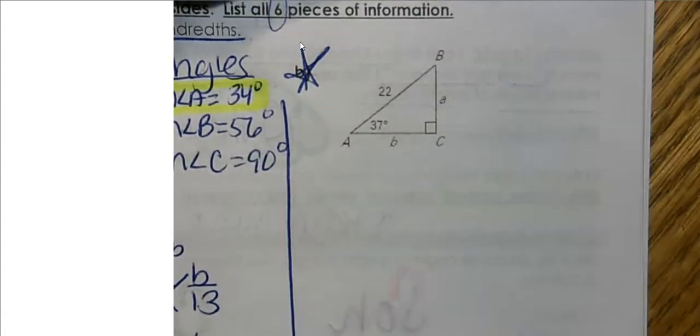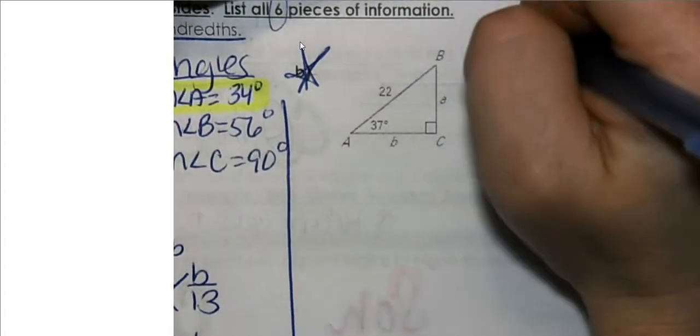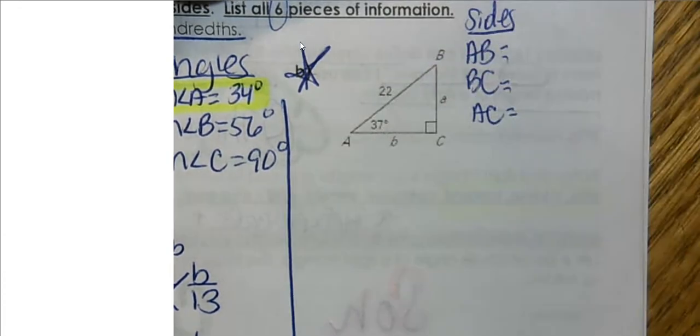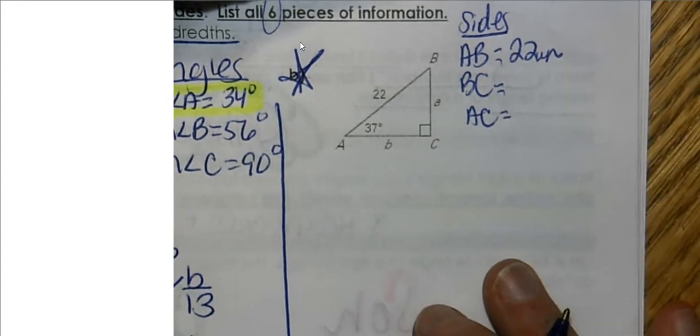All right, looking at letter B, the first thing I'm going to do is identify all of the information that I know. So I'm going to write down my sides. That is AB, BC, and AC. So AB, I know is 22 units. I don't know BC and I don't know AC. So now I'm going to identify all of my angles.